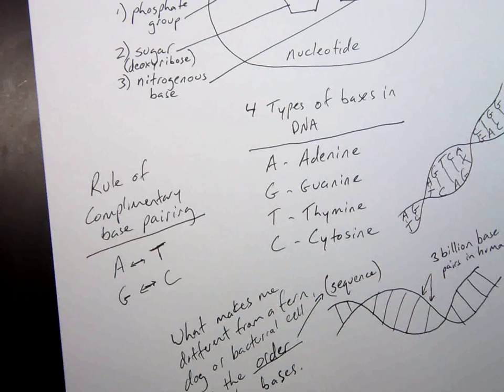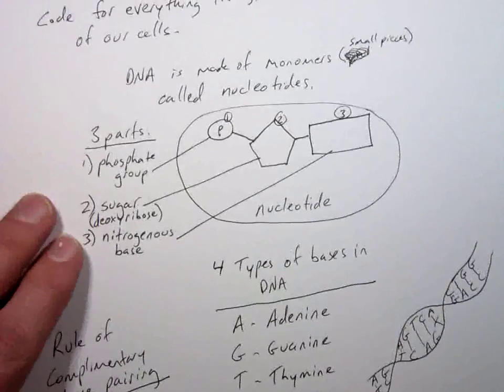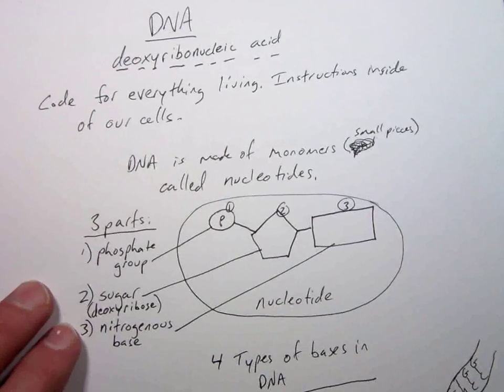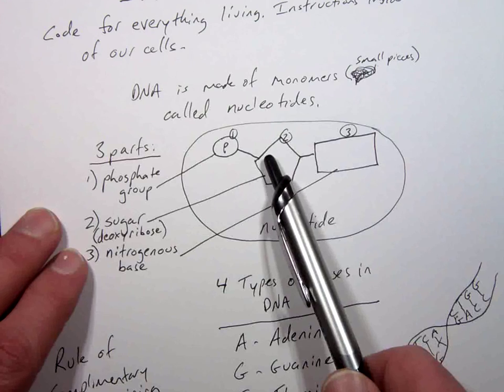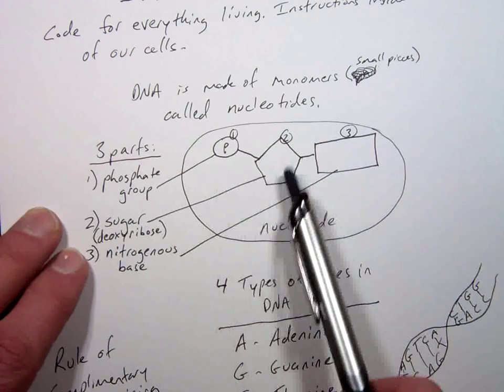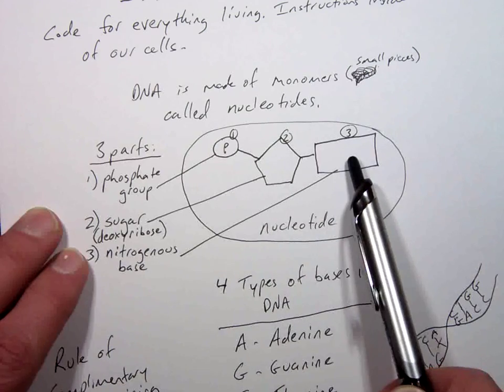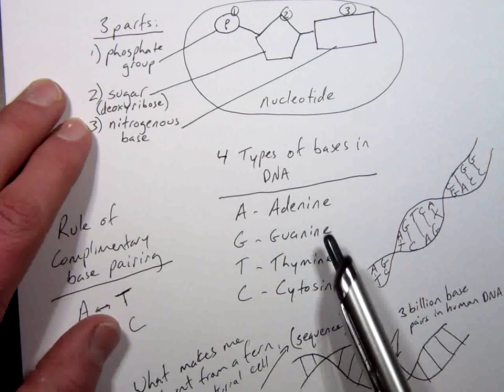Okay? So here are the big ideas. DNA is called deoxyribonucleic acid. It's the code for every living thing. It's made up of nucleotides. Nucleotides have 3 parts: phosphate, sugar, and a base. There are 4 types of bases: adenine, guanine, thymine, and cytosine.